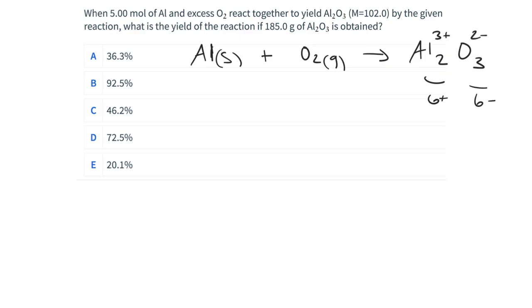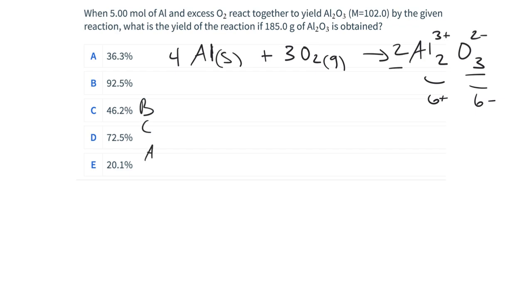So we can predict the products here, and then we can go through the balancing. Al2O3 gives us an even number of O's, so that's 6. So I can have 3 O2 over here, and then 4 aluminums on the reactant side. We have 5 moles reacting with an excess of O2, forming 185 grams, and we're asked what the yield of the reaction is.